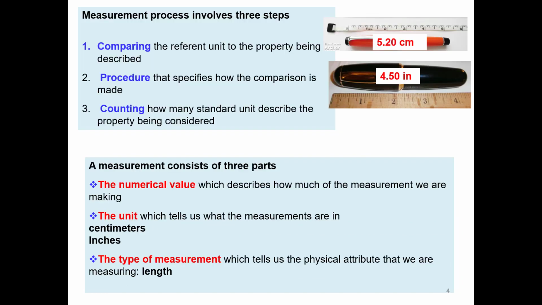Now let's talk about the process, the steps we need to follow when we need to measure some property. The first thing we need to do is compare the reference unit to the property that we want to measure, that we want to describe. The next thing is to follow some procedure to complete that measurement in the correct way. And the next thing is to count how many standard units describe that particular property.